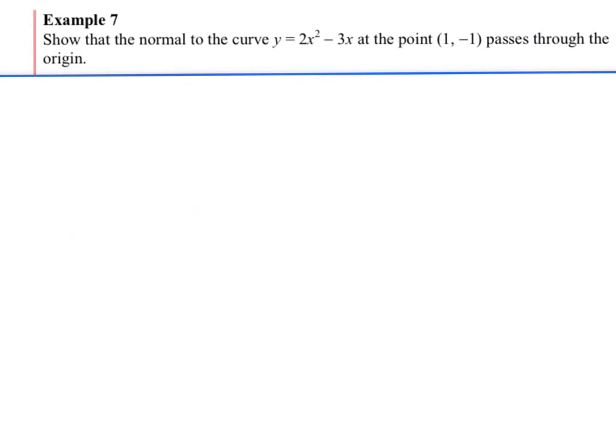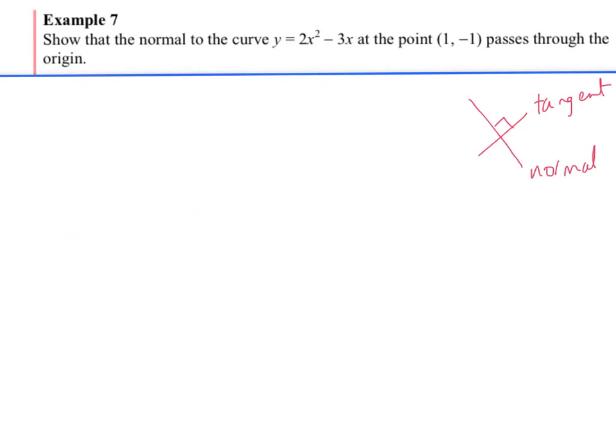Okay, so we've got an example where we've got to show that the normal to the curve at the point (1, -1) passes through the origin. Now, what do they mean by this word normal? Well, we know if you have a tangent, then the normal is 90 degrees to the tangent. So what we need to do is work out the gradient of the tangent, and then that will give us the gradient of the normal.